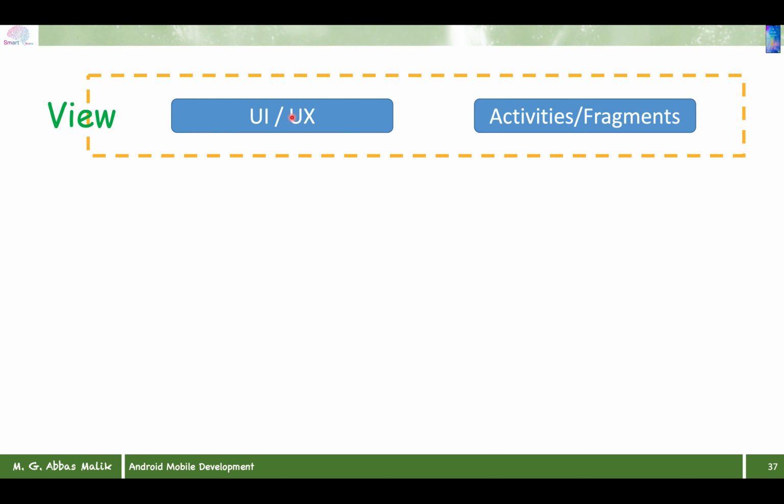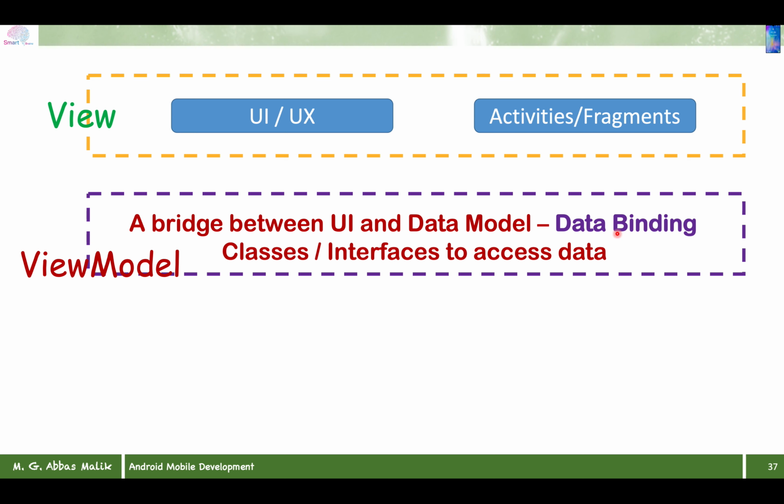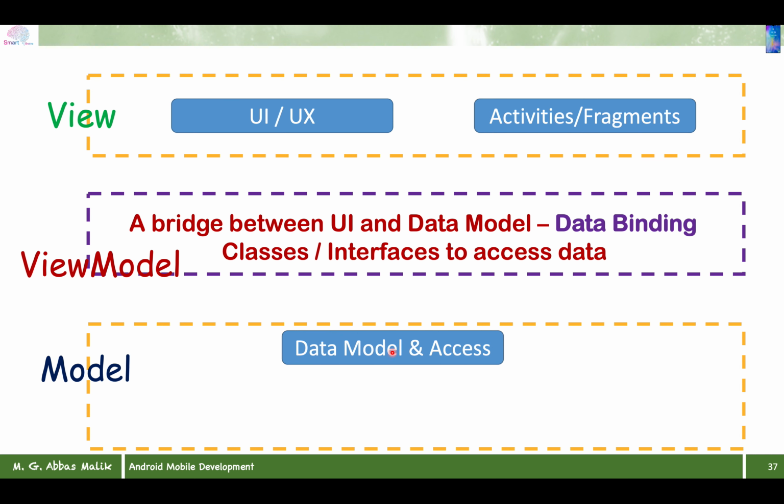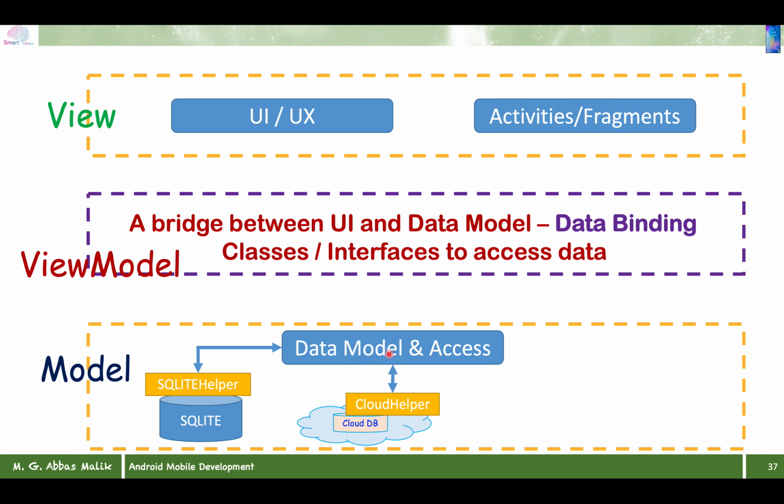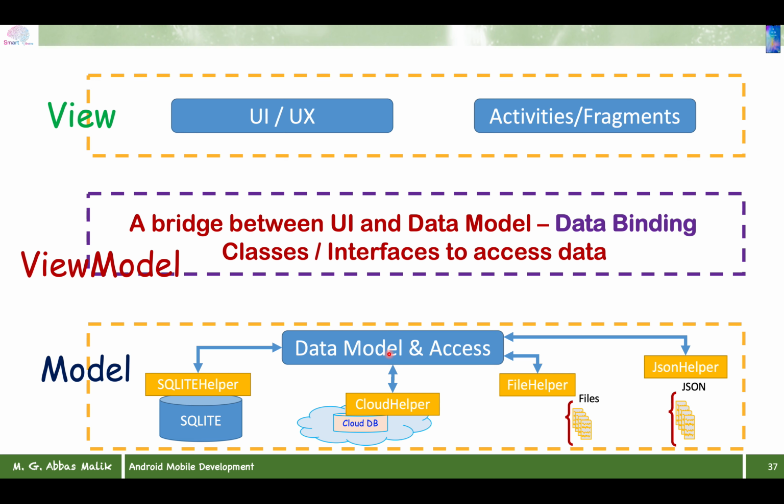Again, we have UI classes: activities, fragments, buttons, layouts, text views, image views, and so on. All these are the views, and they remain at a separate layer. Under that we have a data binding that is called the view model. Whenever an activity wants to access data, it will ask the view model to provide that specific data. Below that we have the model, and that model can access the data from SQLite, from the Room database, from files, or from JSON.